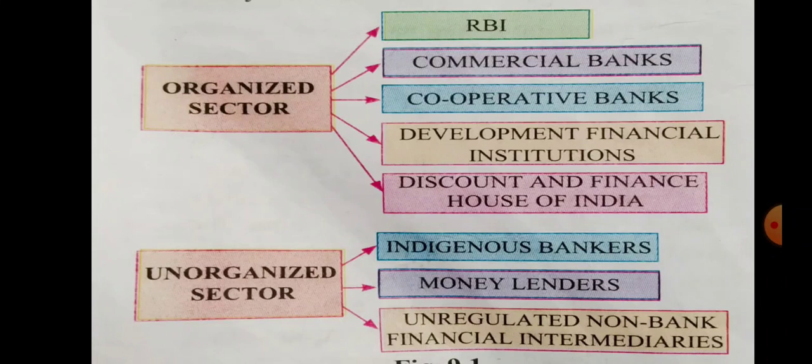It means there are two branches of money market: the organized sector of the money market and the unorganized sector of the money market. Okay, the organized sector of money market is divided into Reserve Bank of India, commercial banks, cooperative banks, development financial institutions, discount and finance house of India. And as far as the unorganized sector is concerned, there are three components: indigenous bankers, money lenders, and unregulated non-bank financial intermediaries.